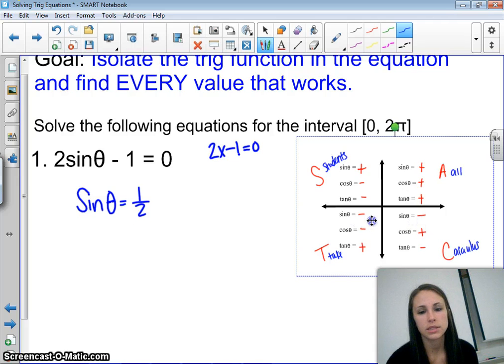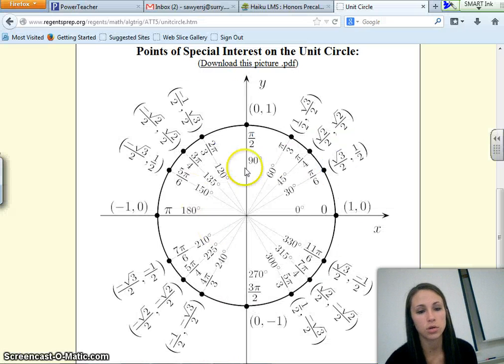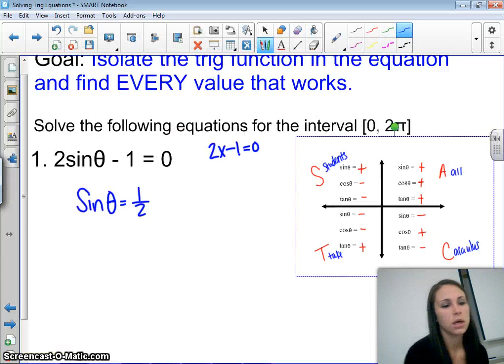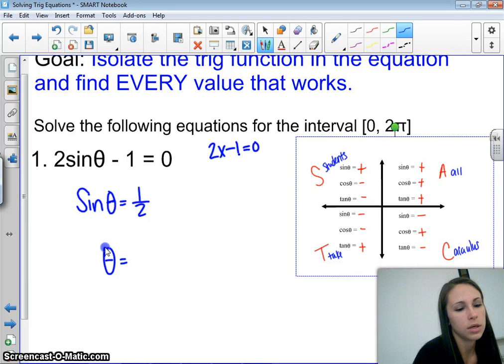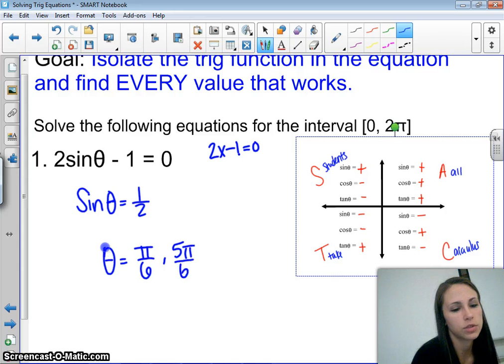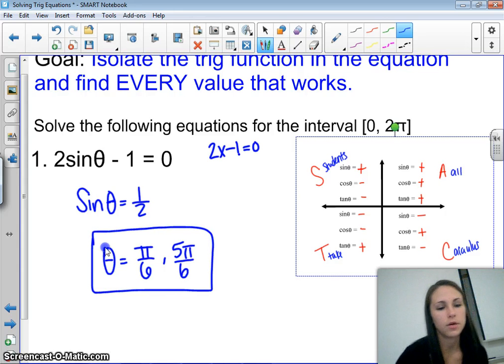In the other two, sine is negative. So I need an angle where the y is 1/2 in the first and second quadrant. And so then I just go to my unit circle. Where's the y 1/2? That's going to be at pi over 6 and 5 pi over 6. And so theta is going to be pi over 6 and 5 pi over 6, and those would be my two answers.